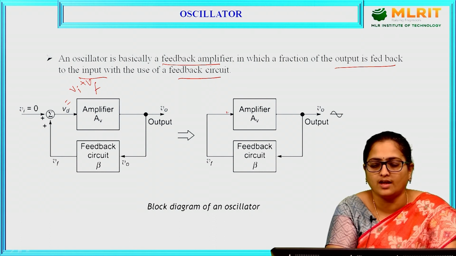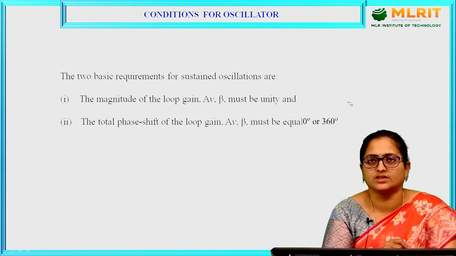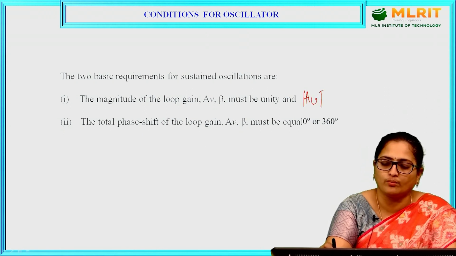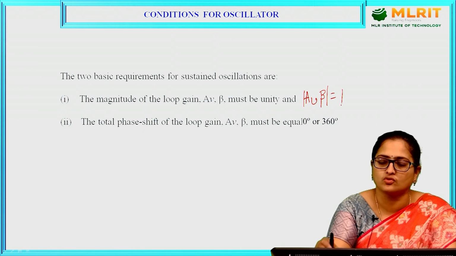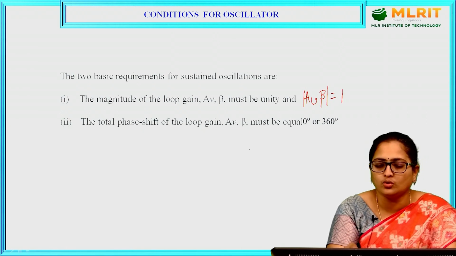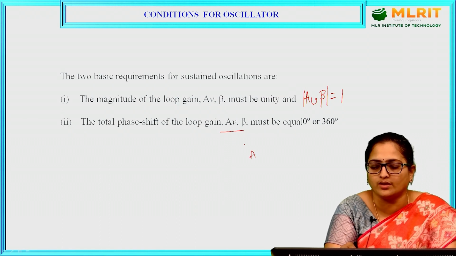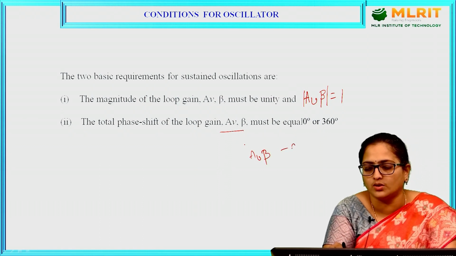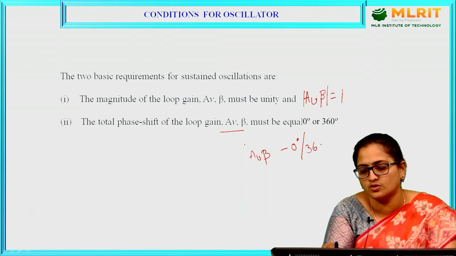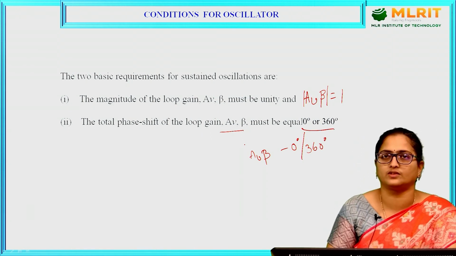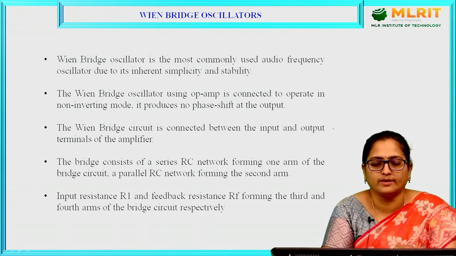So, the simplified block diagram for an oscillator is given as the amplifier's output is given as feedback to the input of the amplifier. There are two conditions to satisfy to get a sustained oscillation. They are: the magnitude of the open loop gain and the feedback gain should be equal to 1, and the total phase shift between the open loop gain, that is between AV and beta, should be equal to either 0 degrees or 360 degrees. What is a Wien bridge oscillator?